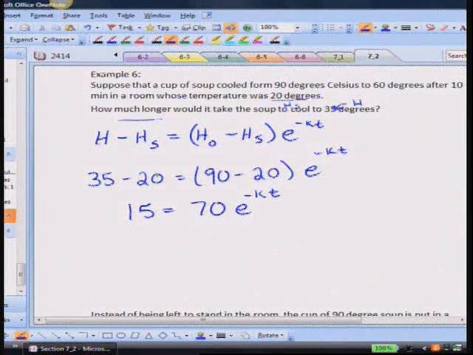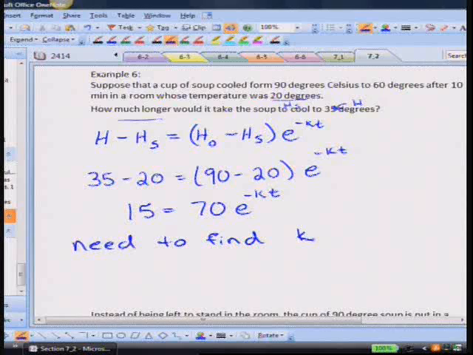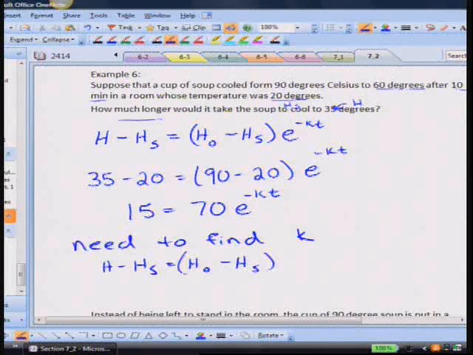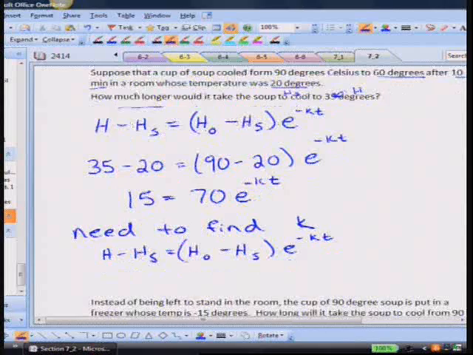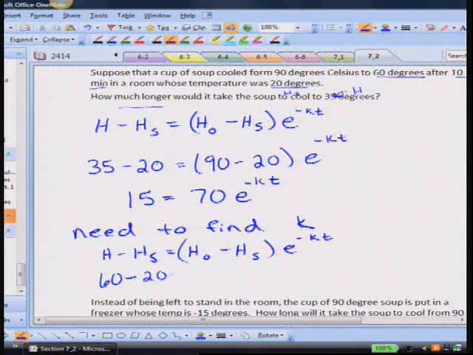So we can put our original temperature, our temperature that we end up with. We ended up with 60 degrees after 10 minutes, so I'm going to put that in for H. I'm going to use this formula again, because I want to use the 10 for the T. I should have done this first. It's making it confusing.